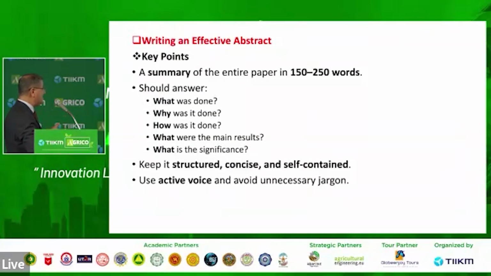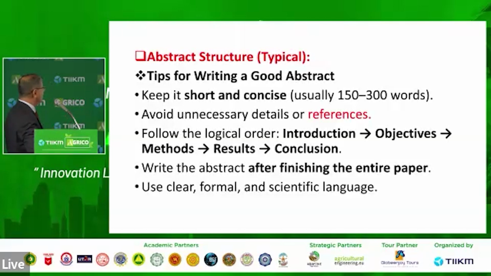It should be structured, concise, self-contained, and use active voice. Sometimes you see people, even in the language, get you to a weak abstract. So for the tips of writing, keep it short and concise, avoid unnecessary details or references, and follow the logical order: introductory statement, objectives, methods, results, conclusion in the same abstract. If it's not that way, then it will be weak.